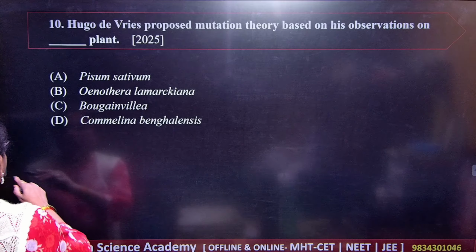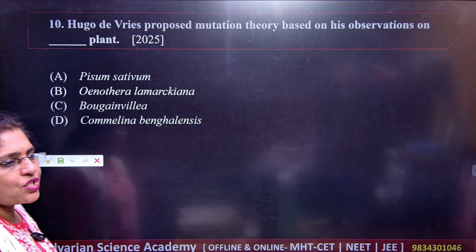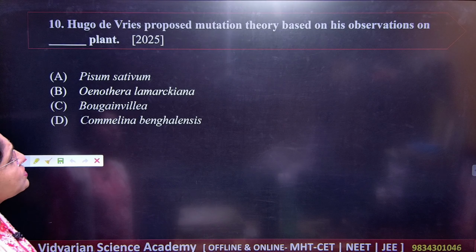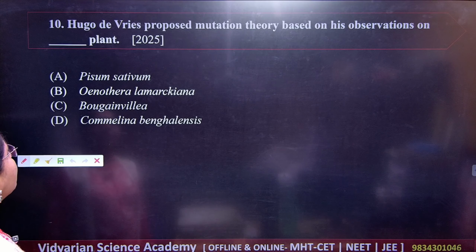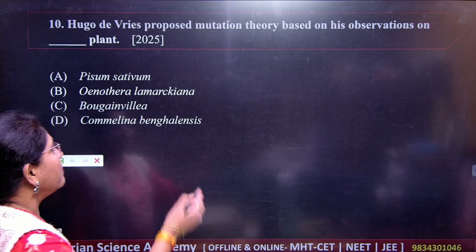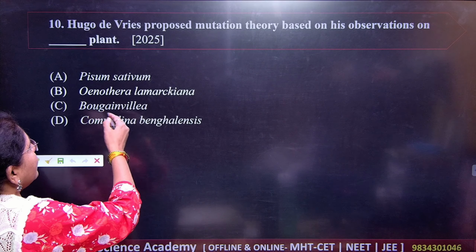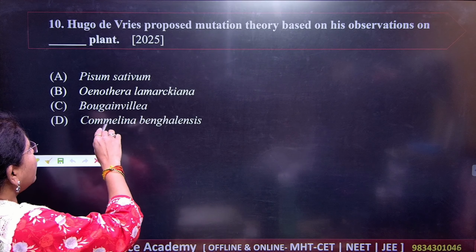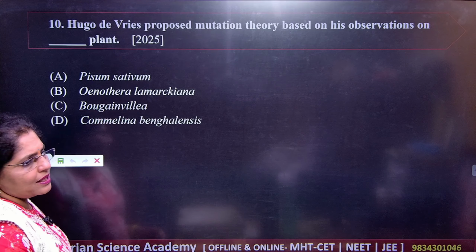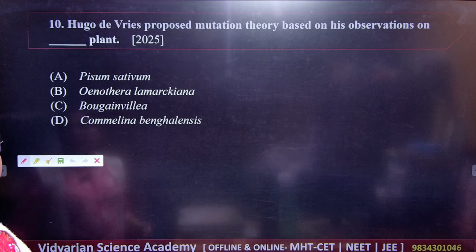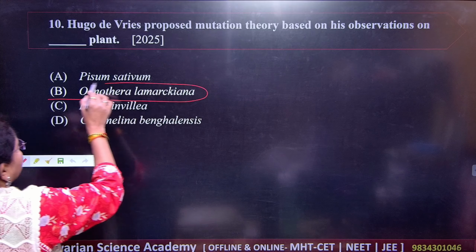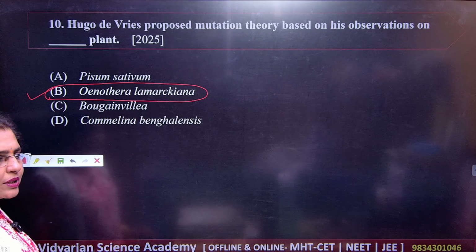Got it? So both these statements are correct. Question number 10. Hugo de Vries proposed the mutation theory based on his observations on. They have given the names of the plants here. Number 1 is Pisum sativum, then Oenothera lamarckiana, then Bougainvillea, and Commelina bengalensis, right? So what is the correct answer? Your answer here is B, lamarckiana. Got it? So this is the correct answer.